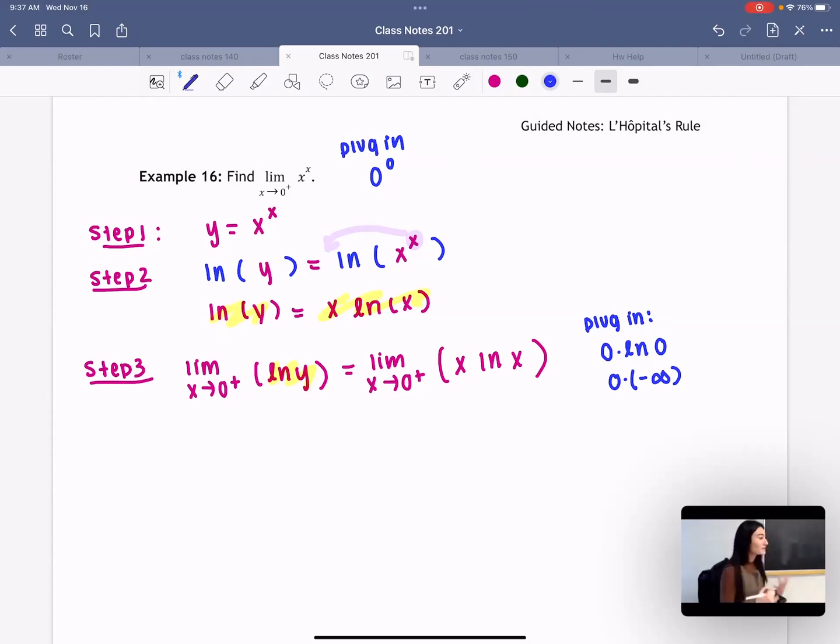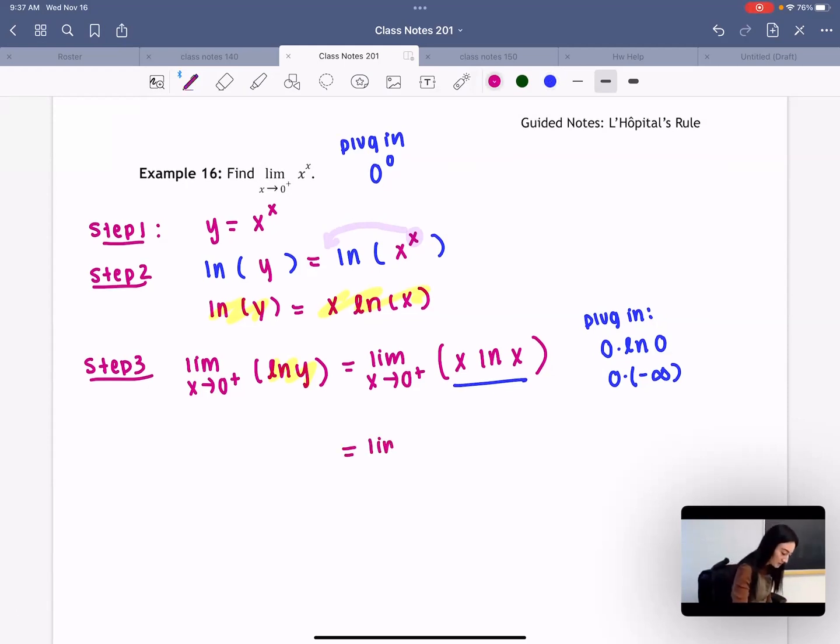We want to make this equal to a fraction, right? We want to change this multiplication into something that looks like a fraction, okay? Does anyone remember the trick that we used for this? Sam? Turn x into 1 over x. Perfect. 1 over x. And then 1.